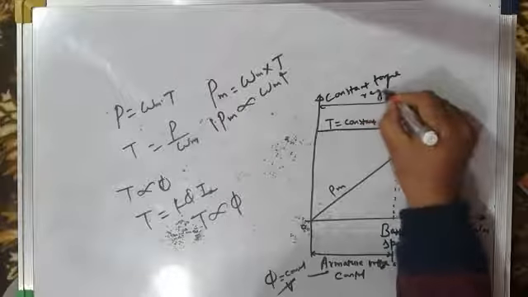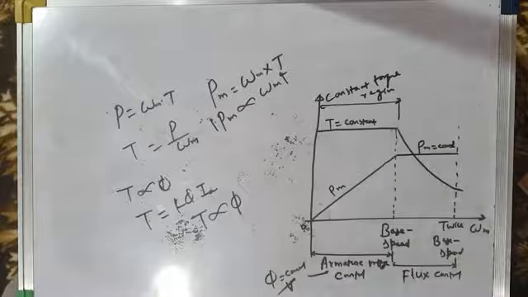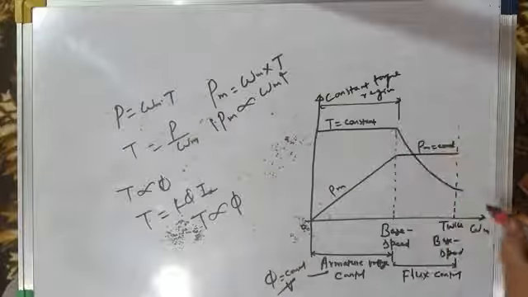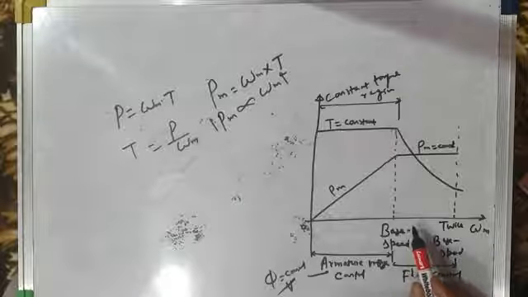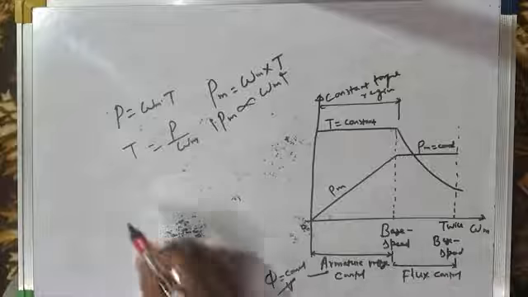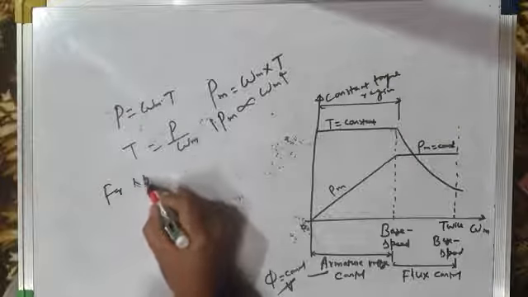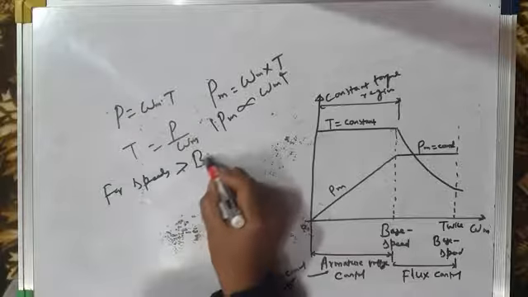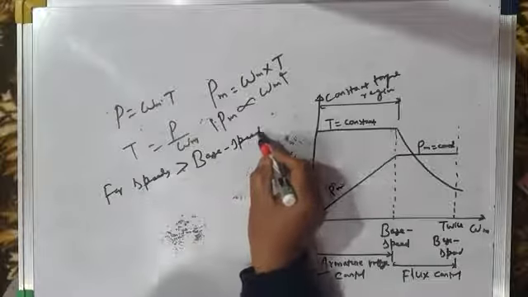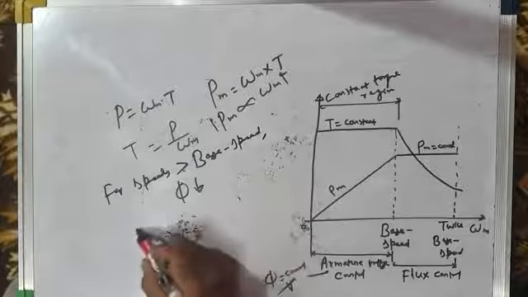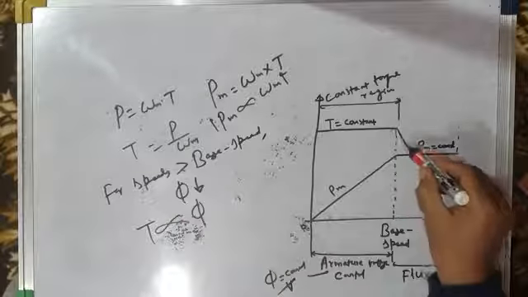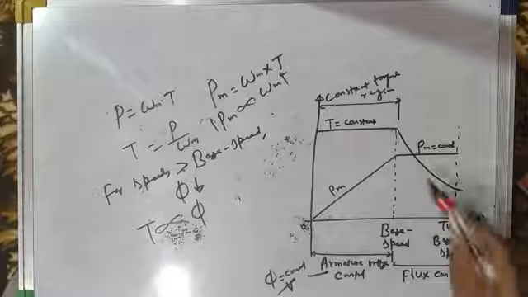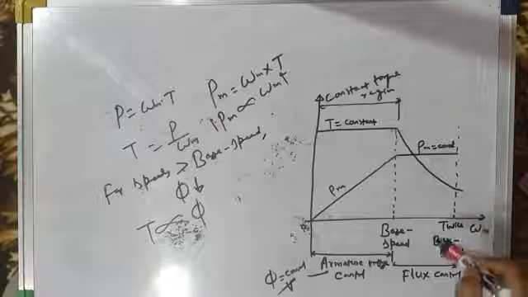I have shown here also T equal to constant. But as soon as you go above base speed, torque does not remain constant. Why? Because you get speeds above base speed by the flux control method. So for speeds greater than base speed, we do flux weakening. Flux is reduced. And since torque is directly proportional to flux, torque reduces. So for speeds above base speed, torque decreases because flux decreases.